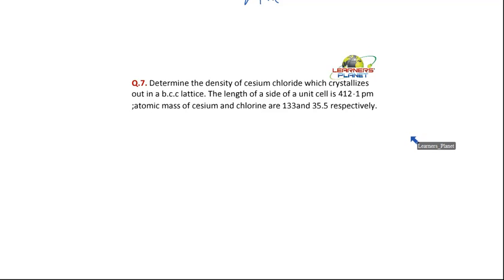Now what is the density equal to? We have got the formula with us. That is, density rho is equal to Z into mass divided by Avogadro number into the edge length cubed. We are provided with the edge length, right? Then what we need to find out is the value of Z.